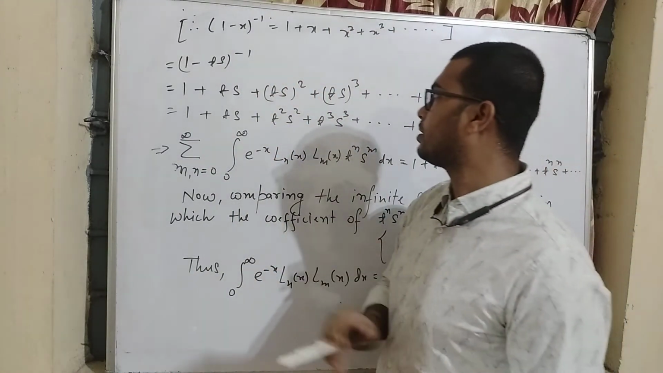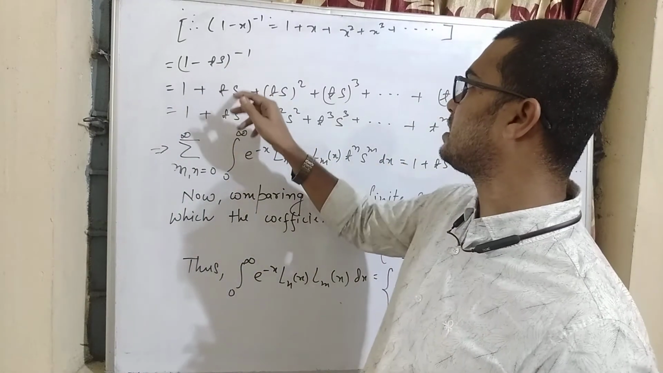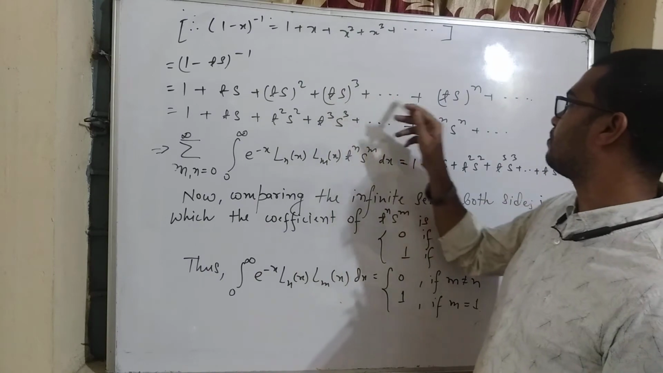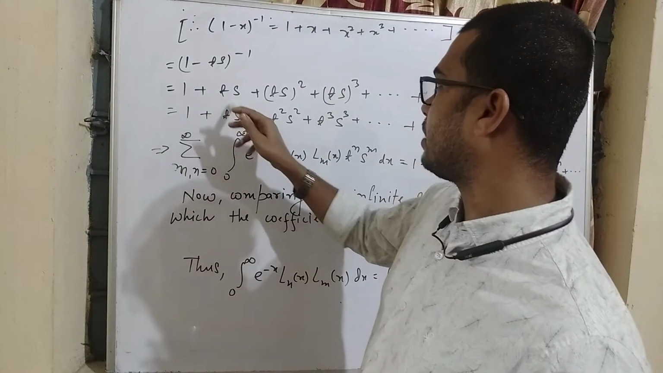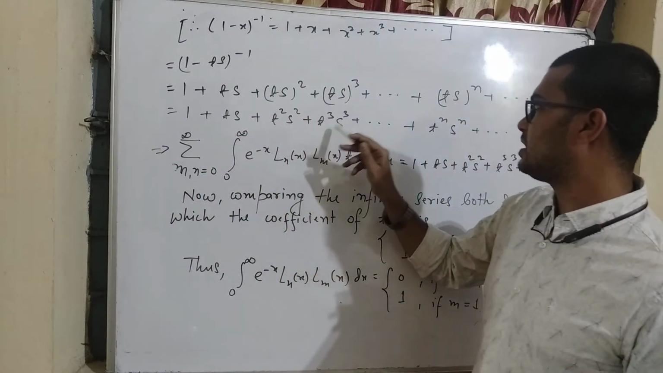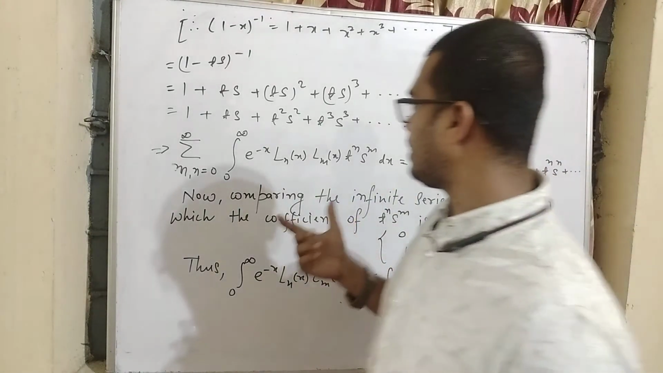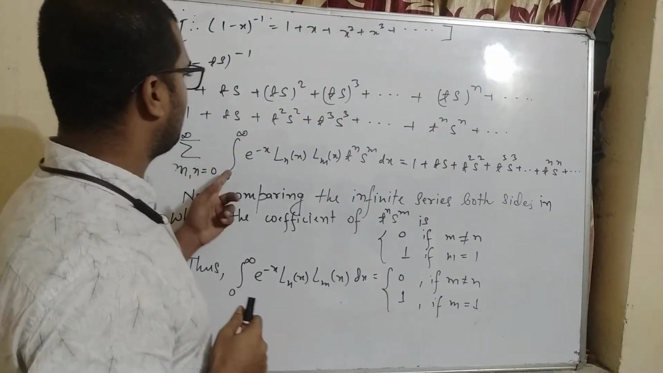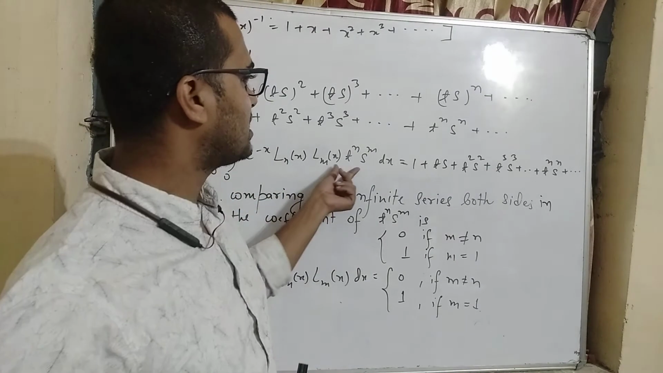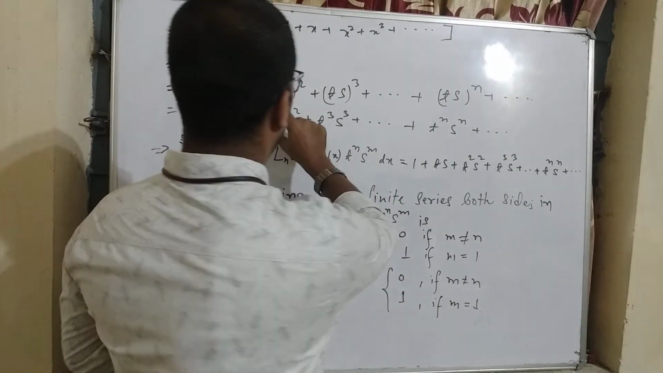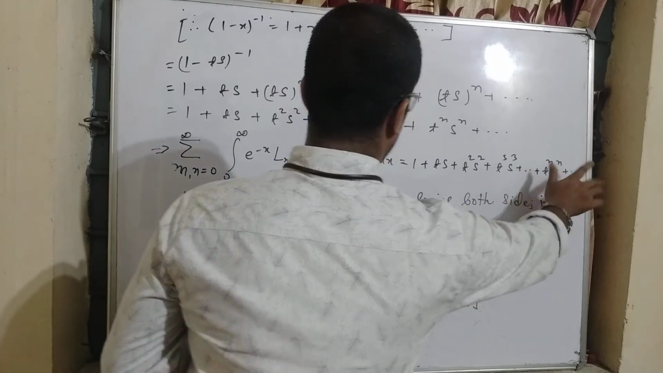This is by binomial theorem. So we'll solve it, or expand it, by binomial theorem. We'll get 1 plus ts plus (ts) square plus (ts) cube plus dot dot dot plus (ts) to the power n, and so on. So this can be written as 1 plus ts plus t square s square plus t cube s cube up to t^n s^n, and so on. So what we had solved, the summation over m, n equal to 0 to infinity, integration 0 to infinity, e to the power minus x, L_n(x) L_m(x) t^n s^m dx, is equal to what we have obtained: 1 plus ts plus t square s square plus t cube s cube up to t^n s^n, and so on.